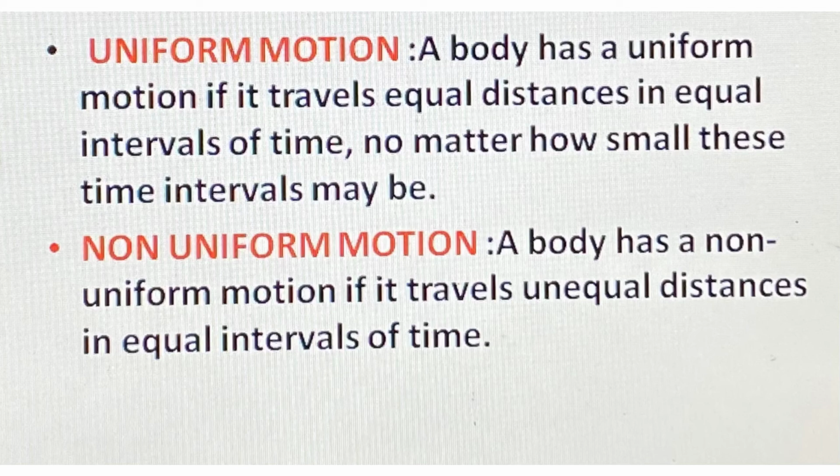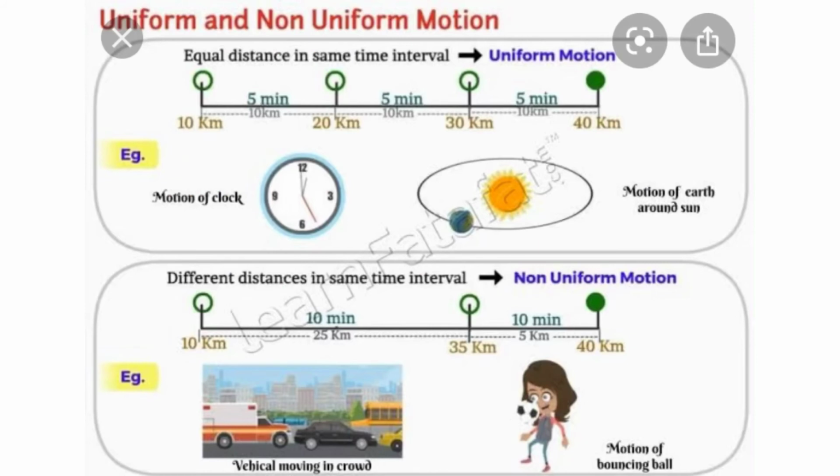Let us see with the help of an example. Here in the first figure, you can see that in every 5 minutes 10 kilometer distance is covered. So the motion is uniform motion because equal distance is covered in equal interval of time. Another example is motion of a clock, motion of earth around the sun. All these are examples of uniform motion.